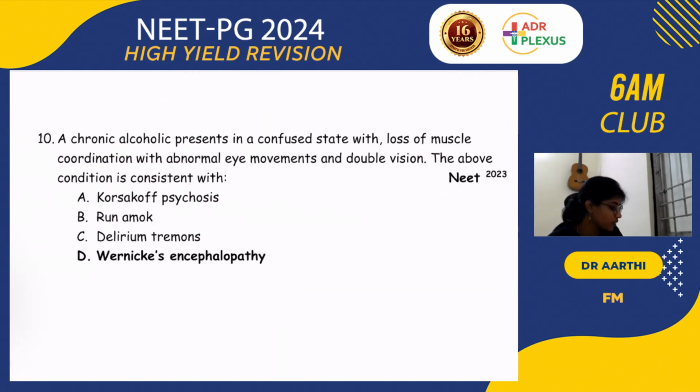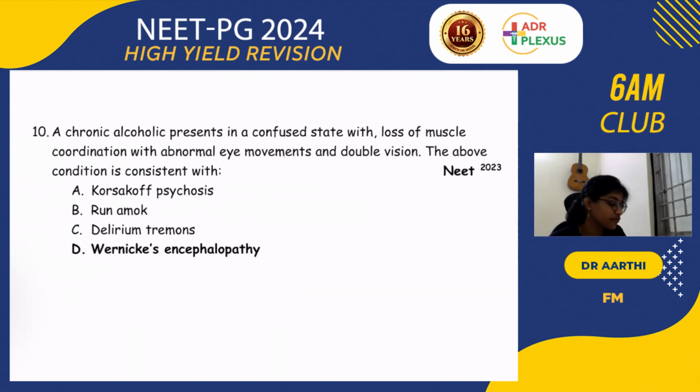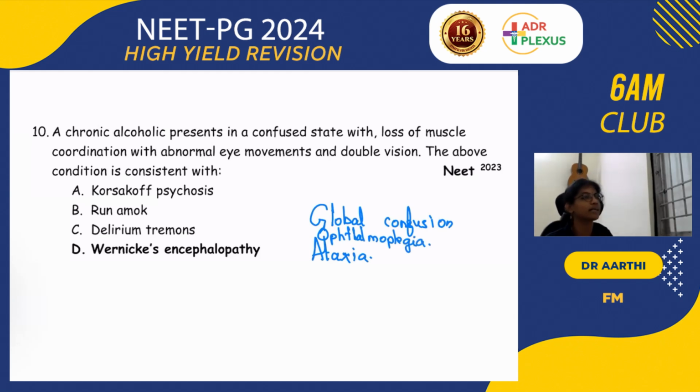Okay, let's look into the next one. A chronic alcoholic presents in a confused state with loss of muscle coordination, abnormal eye movements and double vision. The above mentioned condition is seen in GOA, right? Global confusion, ataxia, and ophthalmoplegia.